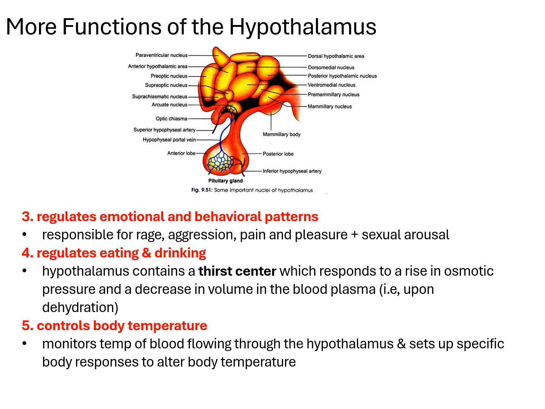And finally, the hypothalamus controls body temperature. It is thought of as working as the thermostat of the body. It is capable of monitoring the temperature of blood flowing through the hypothalamus, and it will set up specific body responses in order to alter our temperature, such as shivering to warm us up or sweating to cool us down.